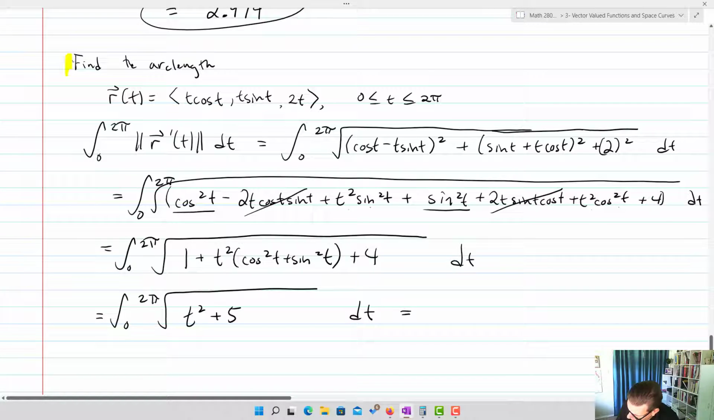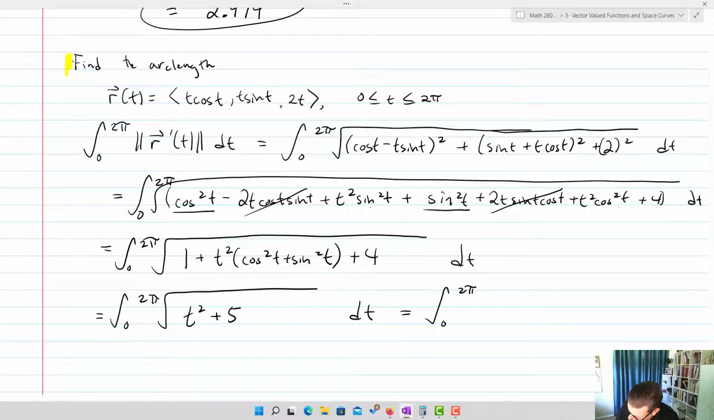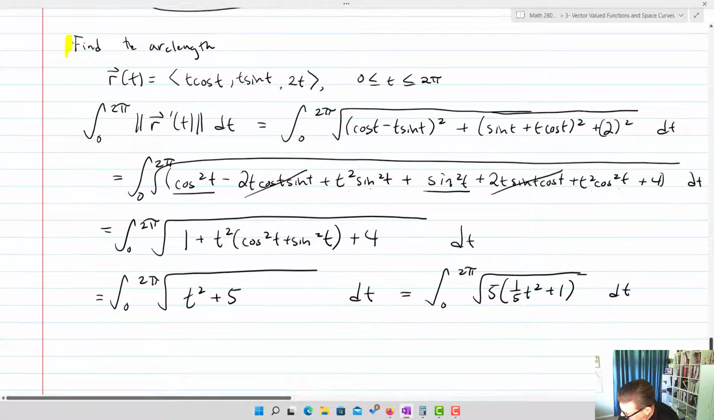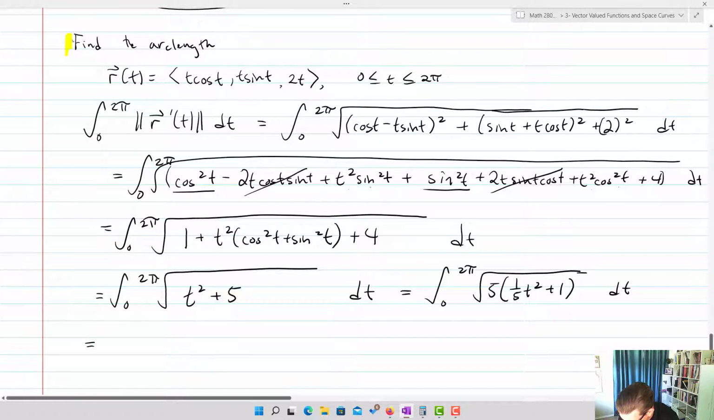I'm then going to go in and we're going to utilize a trig substitution here. So we've got 0 to 2 pi, and I'm going to pull out a 5. So that's going to be 5 times 1/5 t squared plus 1 dt. And so what we'll do is we'll let that equal the integral from 0 to 2 pi of the square root of 5 times the square root of 1/5 t squared plus 1 dt.